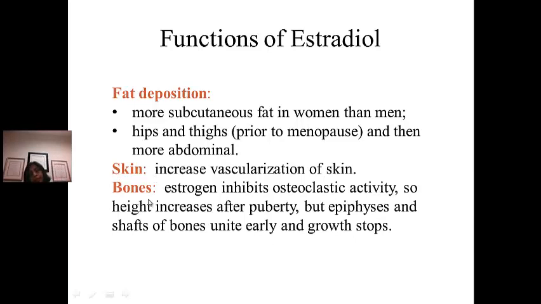Bone function is also stimulated by estrogen. It inhibits osteoclastic activity and promotes more production of bone, increased deposition of bone matrix, and the growth of the bone length around the age of puberty. All of that is due to estrogen.